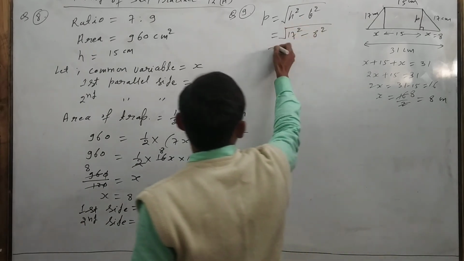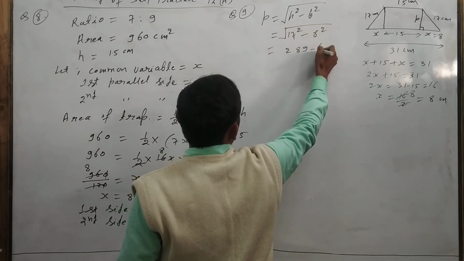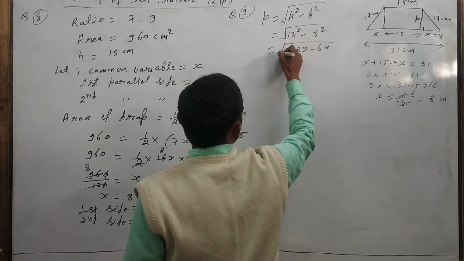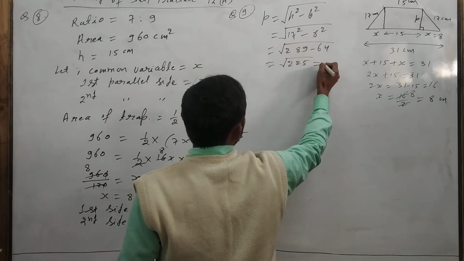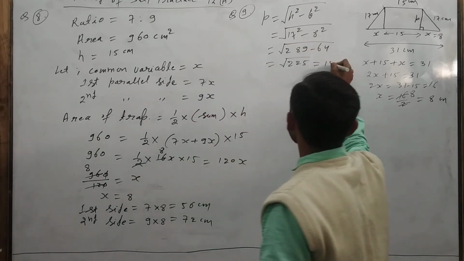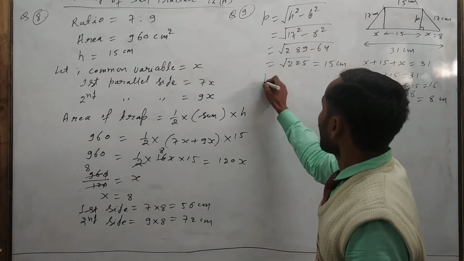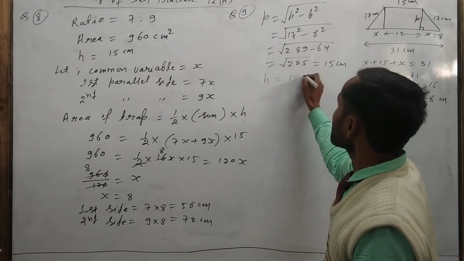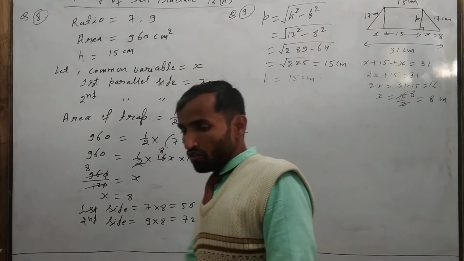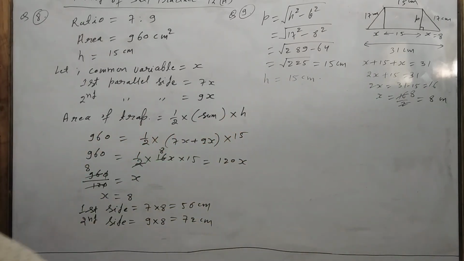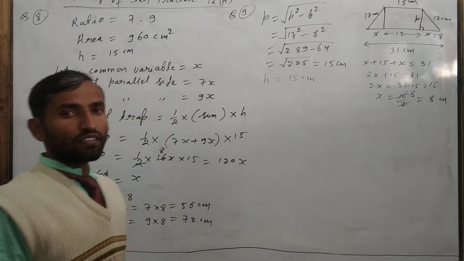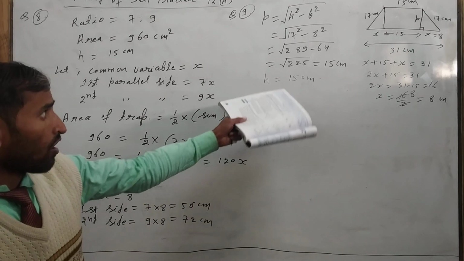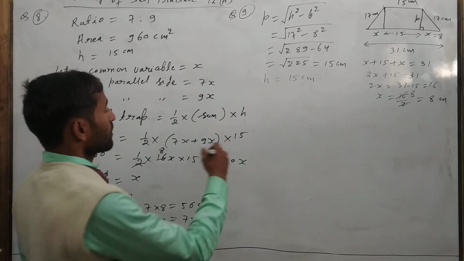Now 17 square means 289, 8 square means 64. Now we will subtract, it will come 225. Then we will find the square root of 225, it will come 15 centimeter. It means height of trapezium is 15 centimeter. Now if you are able to find height, then we can find easily area of trapezium, because two parallel sides are already we know. Now after that height we know. Now we can use the formula.